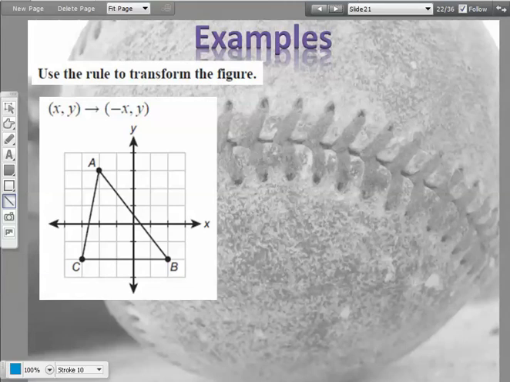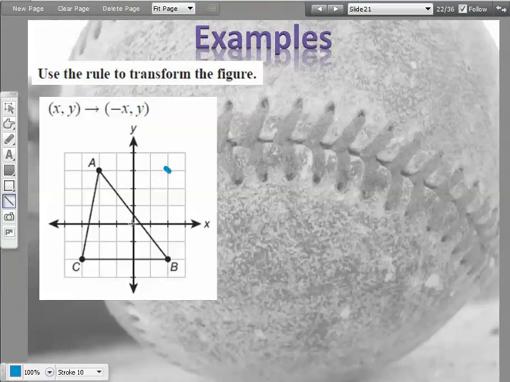Okay, let's look at this example. It says use the rule to transform the figure. You're going to take this XY, you're going to make the X be the opposite sign, and your Y is going to stay the same. So if you look at point A, its X value is -2 and its Y value is a +3. So my new point A is going to be a +2, I'm going to come over here and my y stays the same.